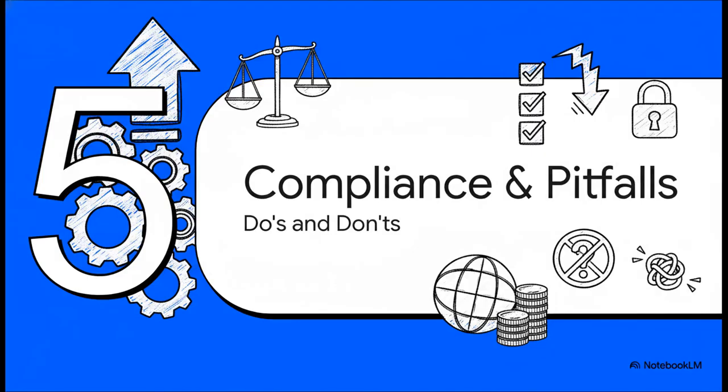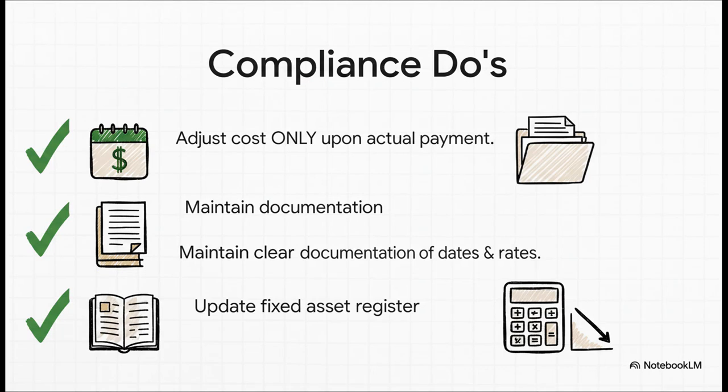So we know the what and the why. Now let's talk about the how. How do you make sure you get this right? And what are the common mistakes you absolutely need to avoid? Okay, let's run through the compliance checklist. First, and this is non-negotiable, you only make the adjustment when the payment actually happens, and you do it in the tax year of that payment.